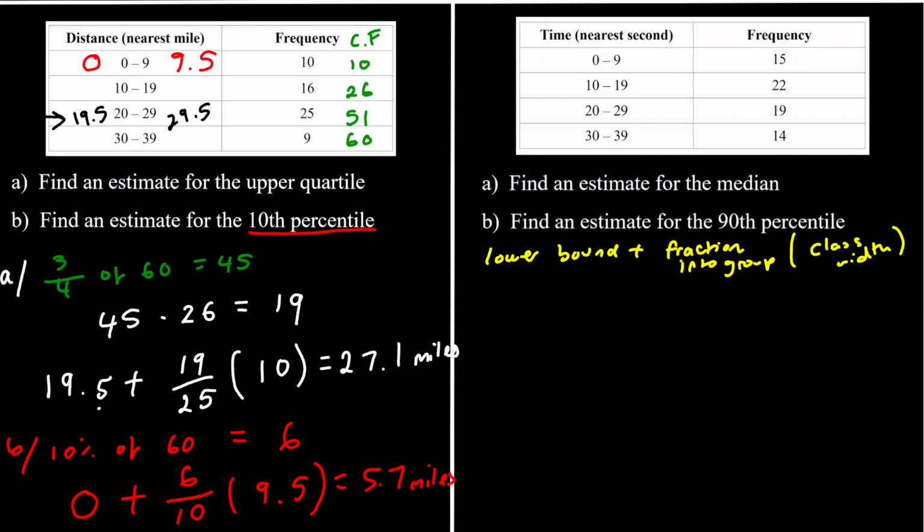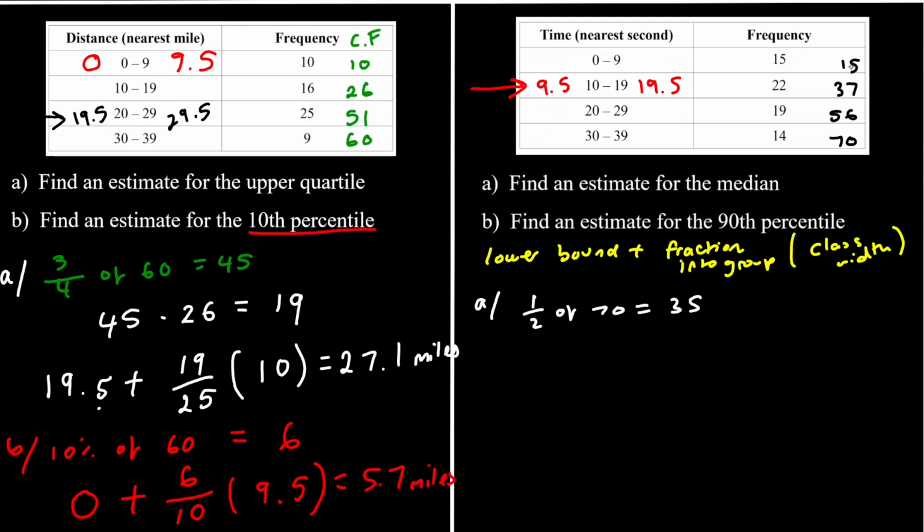So let's work out how many people we have. If we do the cumulative frequency, we've got 15 plus 22 is 37, plus 19 is 56, plus 14 is 70. So we've got 70 people. The median is halfway. So half of 70 is 35. So we're looking for person 35. We can see that in the 9.5 to 19.5 group.